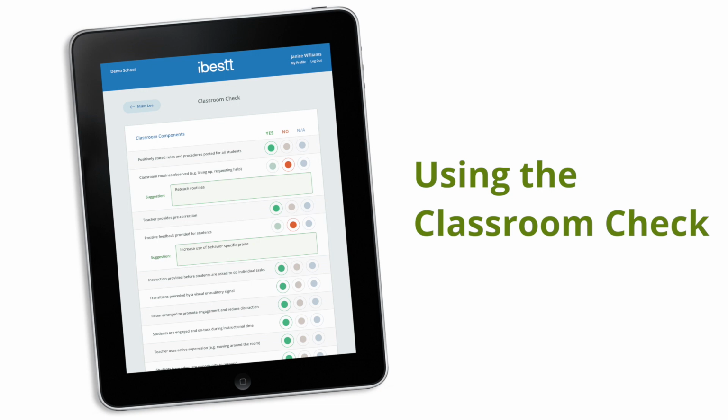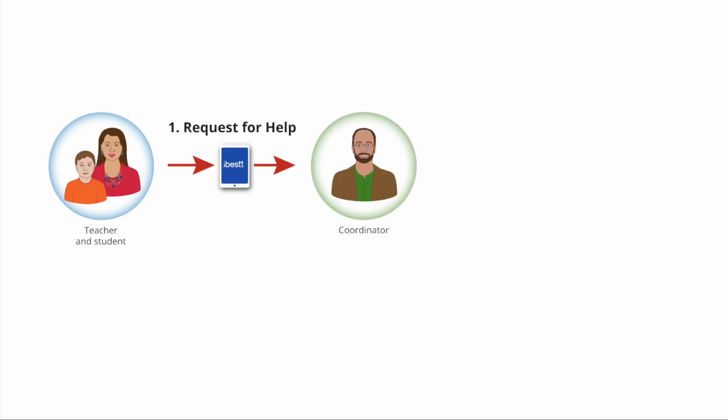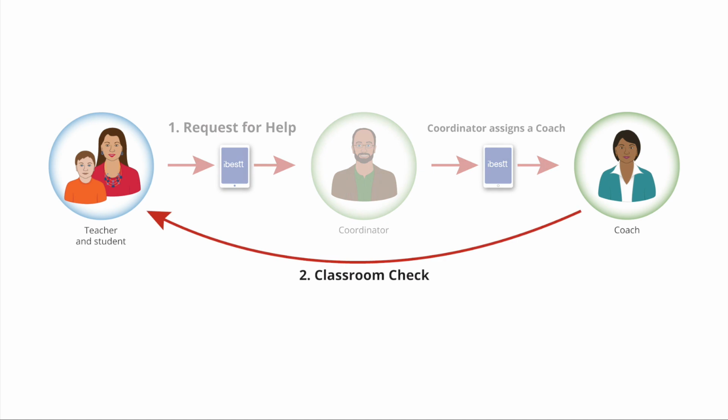Using the classroom check. Let's review the steps so far. After the teacher submits a request for help, the coordinator assigns a coach to the case. The coach then contacts the teacher to arrange a time for the classroom check.